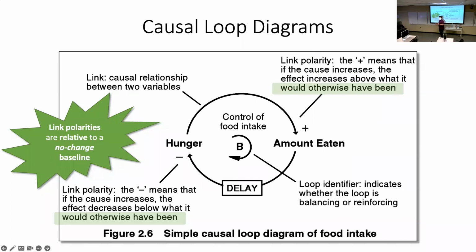And so it's this idea that if you didn't perturb the system, you'd have a certain amount of eaten and a certain amount of hunger. And if you increase the hunger a little bit, how much does the amount eaten change relative to what it was, and vice versa. And so that's kind of all that's being seen there.